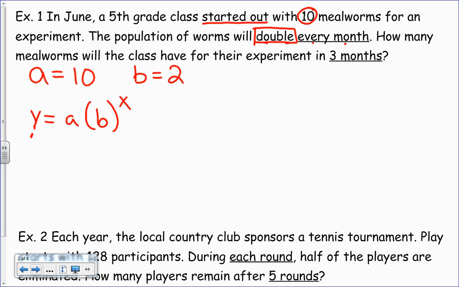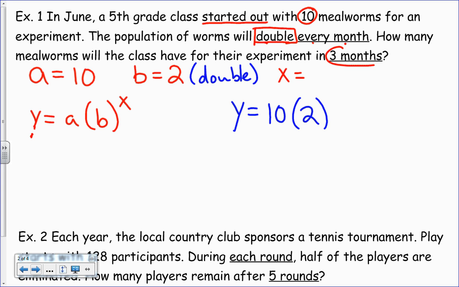The question is, how many mealworms will the class have for their experiment in 3 months? So we'll write double next to 2 just so you know where the 2 came from. All right, so we'd set up our equation here. We got y equals A, which is 10, times B, which is 2, to the power of x. Now, in this case, our x value is our number of months, which is 3. So we've got 10 times 2 to the 3rd power.